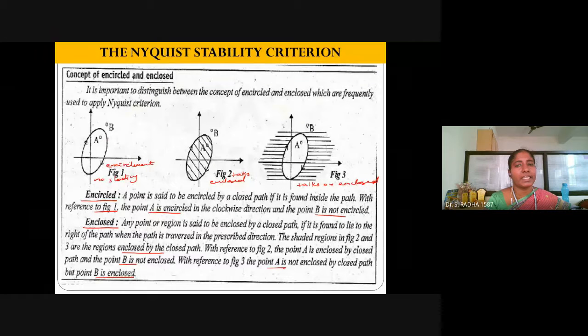Now you can say A is encircled, B is not encircled, but A is encircled in clockwise direction. Direction is also very, very important. Now coming to figure 2, A is enclosed, B is not enclosed. Figure 3, B is enclosed, A is not enclosed. Very easy to remember.